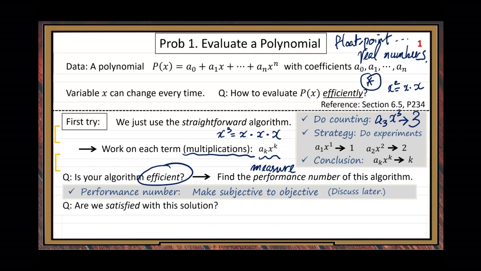Next question: are we satisfied with the solution? Here we don't know, because this is the only solution. We cannot do any comparison, so we do not know how bad it is. If we have more than one solution, then after the comparison we know which one is better and which one is worse. So the first thing we want to look at is whether it is possible to get other solutions.